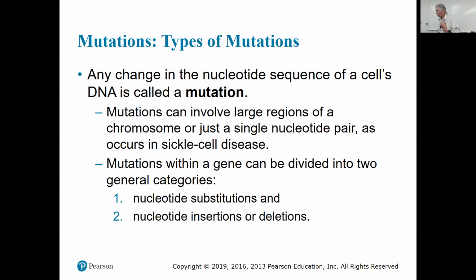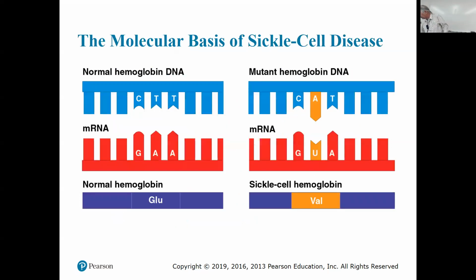So let's look at this. Nucleotide substitutions involve one nucleotide. Insertions and deletions can involve one nucleotide or many nucleotides. Okay. So here's sickle cell disease. This is called a point mutation, and it's a substitution.